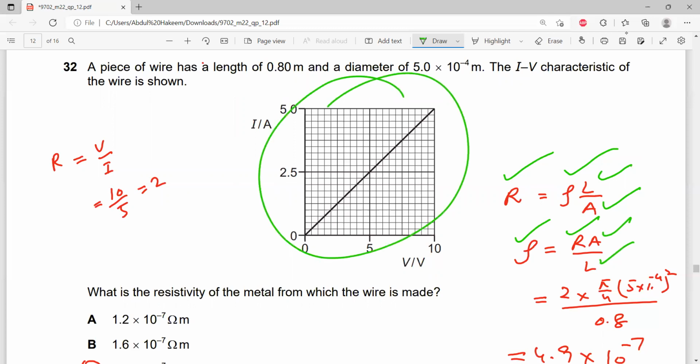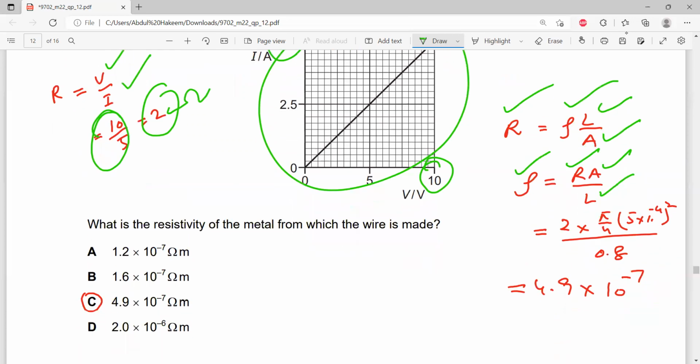From this graph, we can calculate the resistance. Resistance is equal to V over I. So the maximum voltage is 10 and the maximum current is 5. So 10 divided by 5, the resistance is 2 ohm.